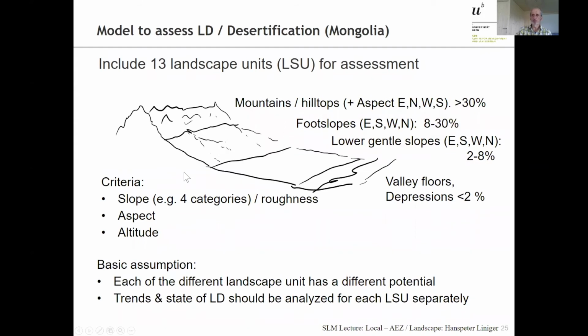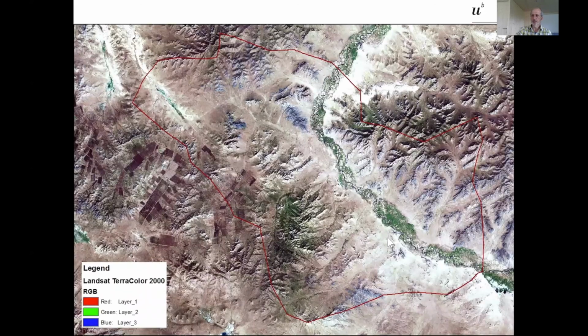So here, already shown before, very simple zones, looking at different aspects from east, north, west, south, and slope categories. And again, the basic assumption is that they have different potentials and they need different solutions in case we have problems in these landscape units.